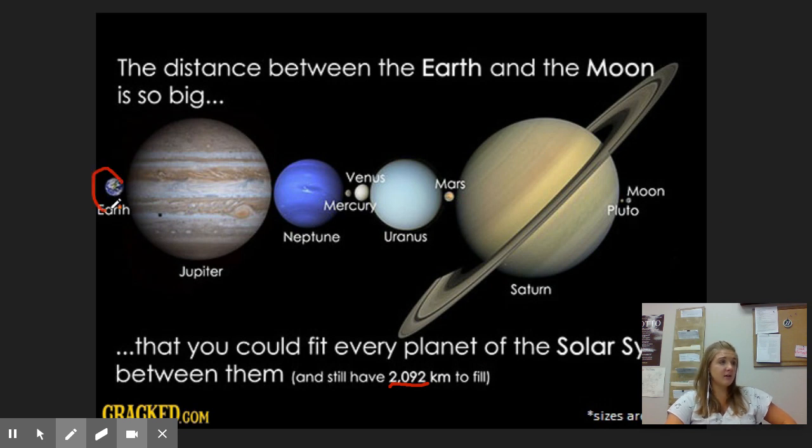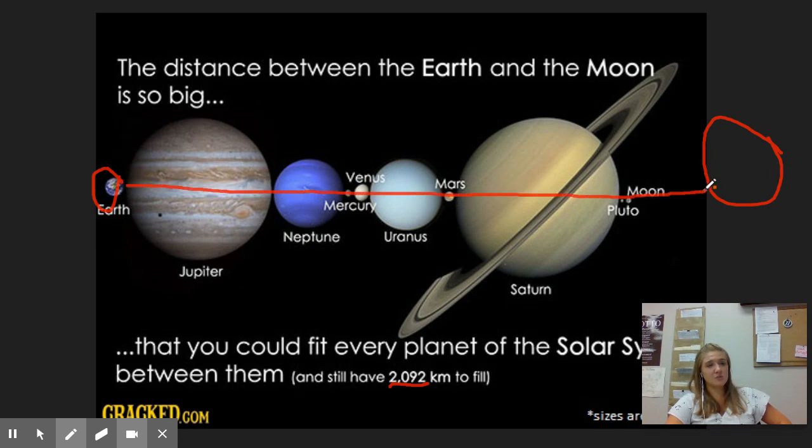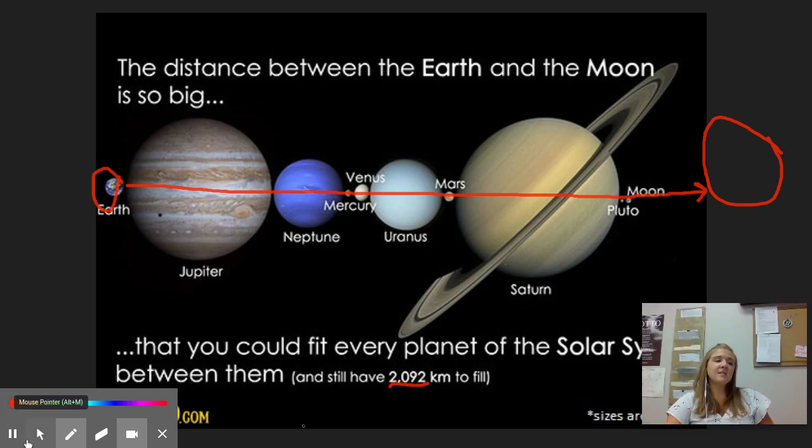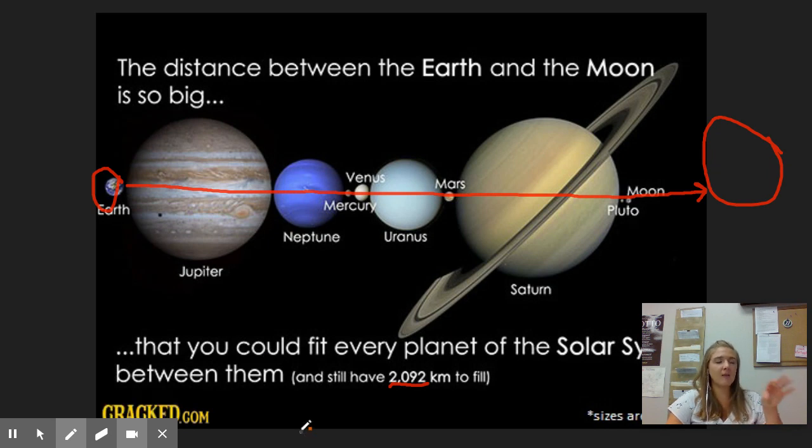This would be like, here's the Earth and here's the sun. Even though it's only, what did we say, 93 million miles, something like that, you could still fit every other planet, smash them together, and still have 2,000 kilometers to fill. Now, what I like to point out about this, with this picture, my point in putting this in here is to understand the size of space.